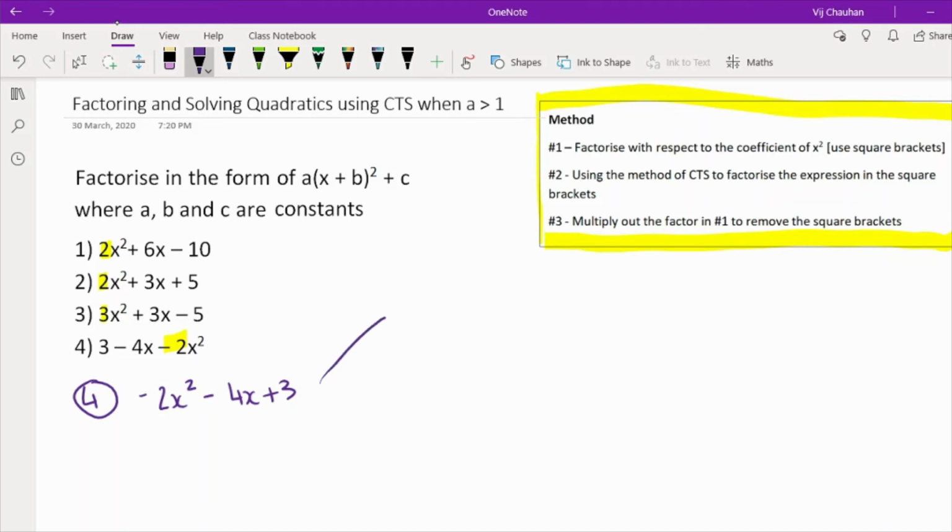So from this, we're going to factorise with respect to minus 2. So here, if I open up the square brackets, I'm going to have x squared plus 2x minus 3 over 2.